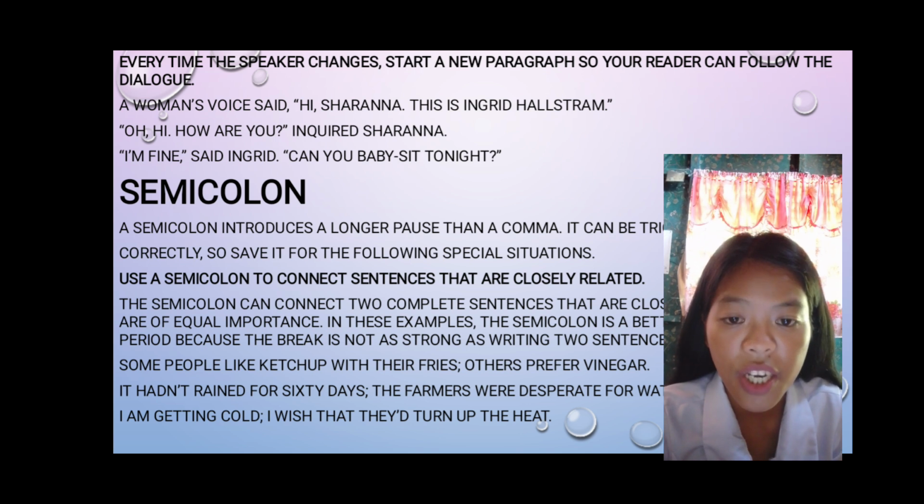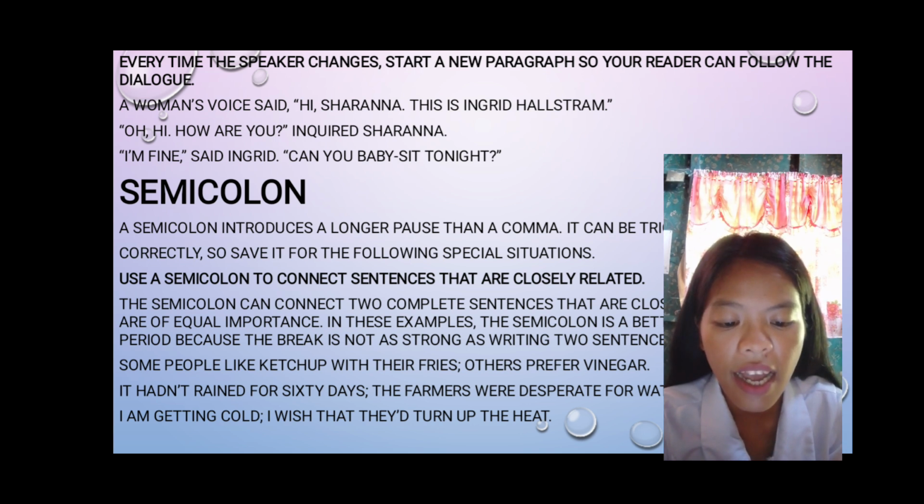Every time the speaker changes, start a new paragraph so your reader can follow the dialogue. A woman's voice said, "Hi, Sharana. This is Ingrid Holstrom."